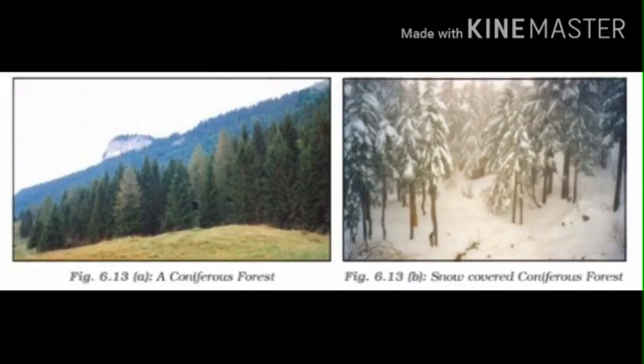Taiga is also called coniferous forest. It is a Russian word. It means pure and untouched. Okay. Then what are the other characteristics? This type of forest has straight and tall trees. Then these trees have small and needle-like leaves. Then this type of trees are used to make paper, then matches, then furniture, and so on.